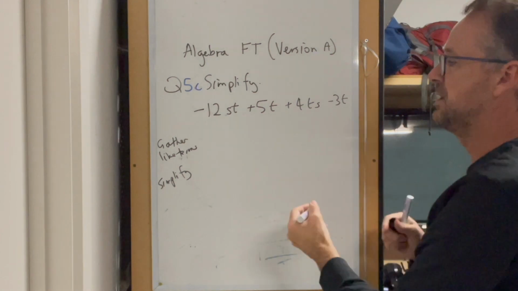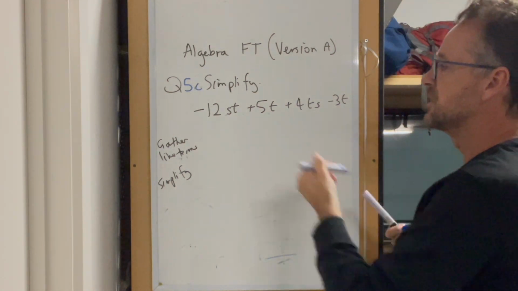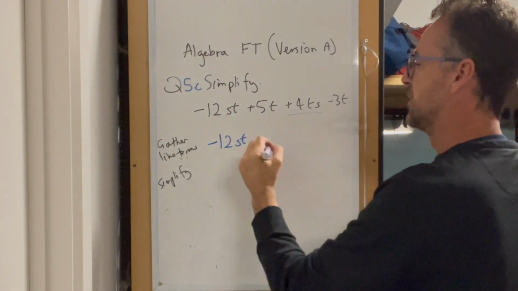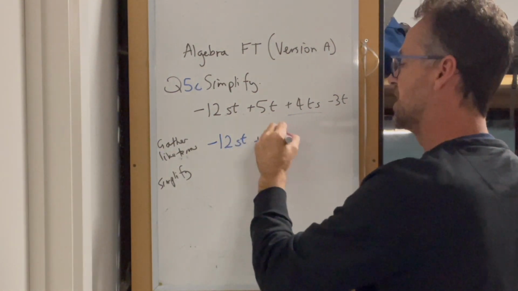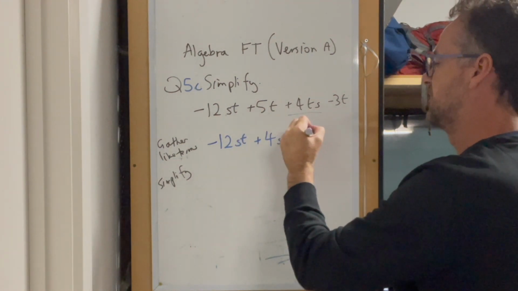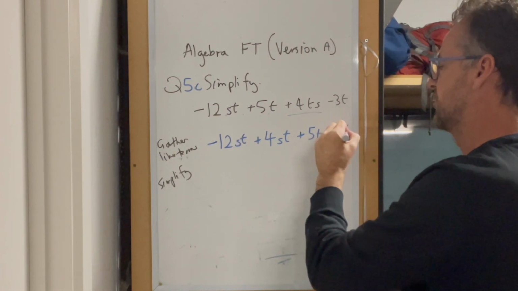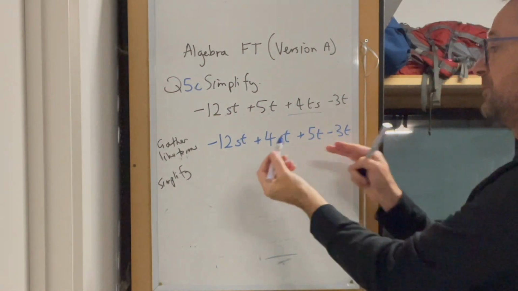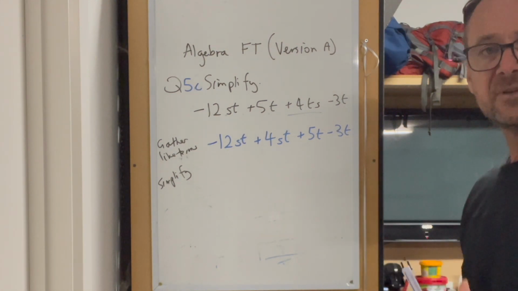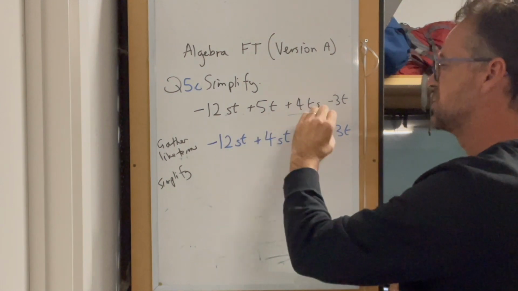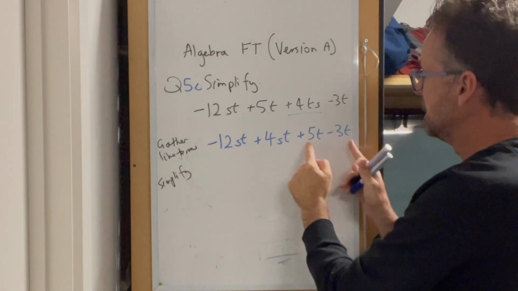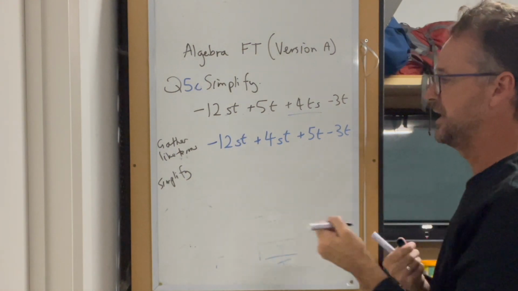So the first thing we'll do here is gather like terms, okay? So we'll go negative 12 ST, and we're going to gather the plus 4, and we're going to change it to ST here, okay? Then we're going to put our plus 5t and our take away 3t. So we've gathered our like terms, and we've done it all in one line, okay? And this is where, hopefully handwriting is a good size, spacing is good, and we can now create the structure where we're going to be able to simplify this to here, and get hopefully an answer at the bottom.